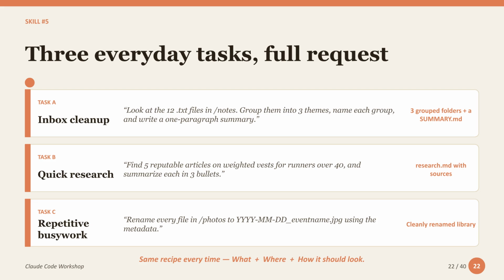Skill 5: 3 everyday tasks demonstrated as full requests. Task A is inbox cleanup. Task B is quick research. And Task C is renaming files. The same recipe applies every time: what, where, and how it should look. This is the template for maximizing Claude's utility.